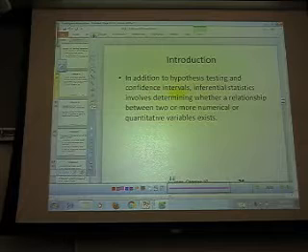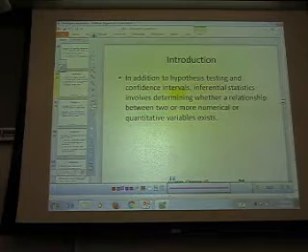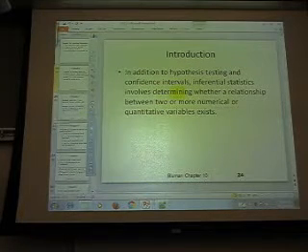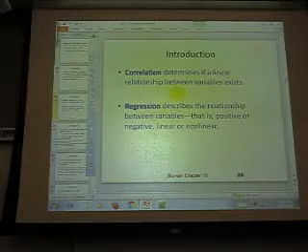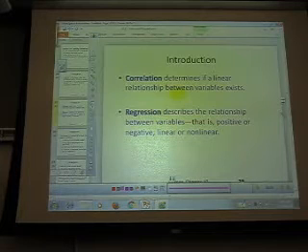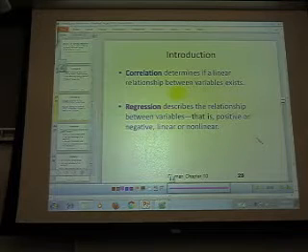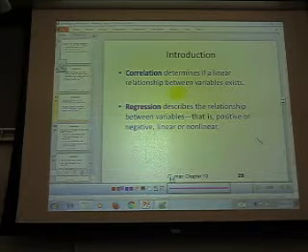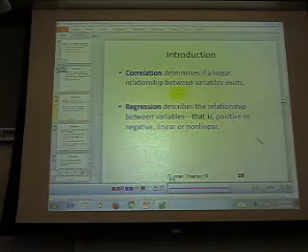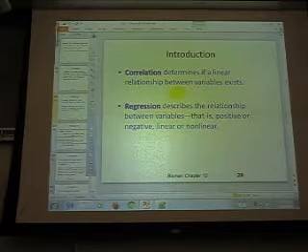In addition to hypothesis testing and confidence intervals, inferential statistics involves determining whether a relationship between two or more numerical or quantitative variables exists. Great. Zach. Correlation determines if a linear relationship between variables exists. Regression describes the relationship between variables that is positive or negative, linear or non-linear. Great.